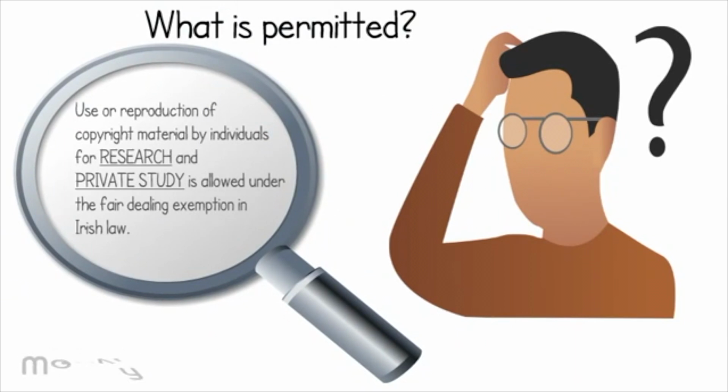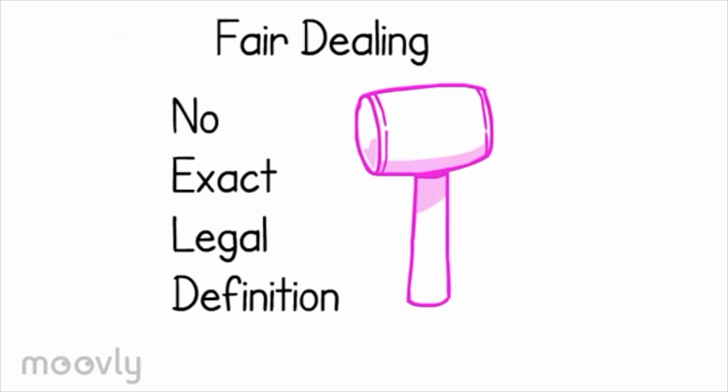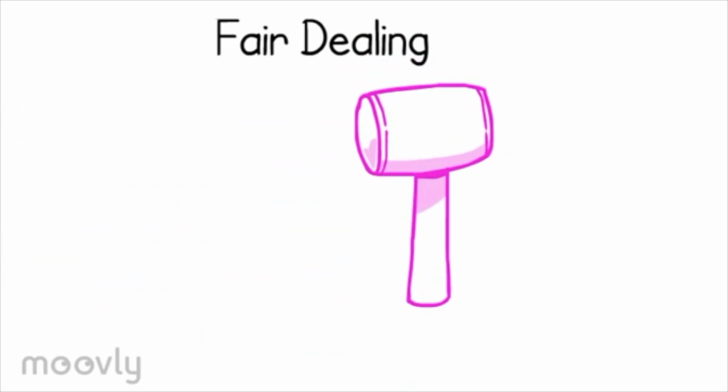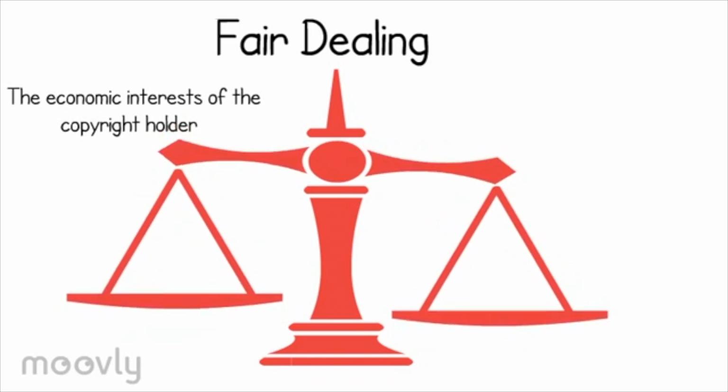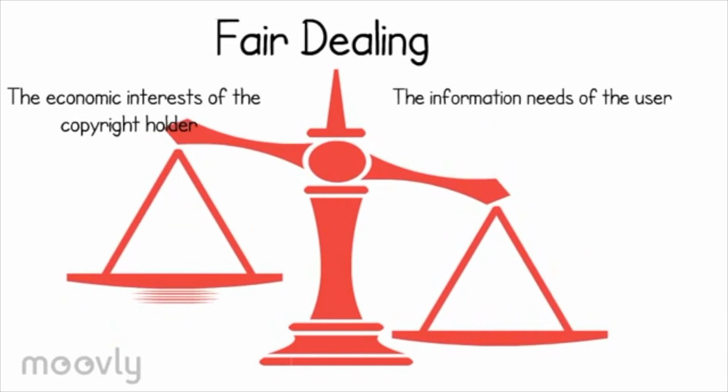What is permitted? Use or reproduction of copyright material by individuals for research and private study is allowed under the fair dealing exemption in Irish law. Fair dealing has no exact legal definition. Its intention is to facilitate a reasonable balance between the economic interests of the copyright holder and the information needs of the user. Fair dealing allows single copying for oneself under the following conditions.